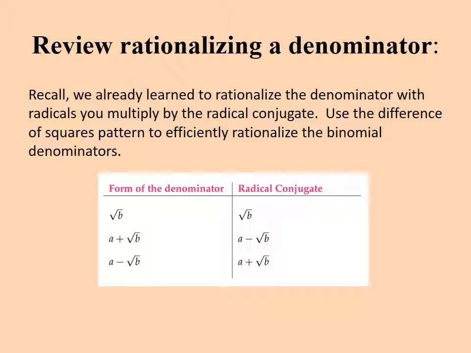Recall that we already learned to rationalize the denominator with radicals. You multiply by the radical conjugate. We learned this before Thanksgiving break. Use the difference of squares pattern to efficiently rationalize the binomial denominators. This is just to remind you to figure out what the radical conjugates are. So if you have a plus the square root of b, the conjugate would be a minus the square root of b. We'll use this in the next couple problems.